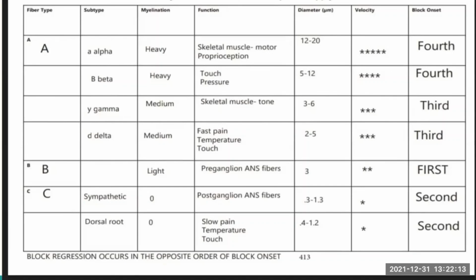And that's why with the vasodilatation that you feel when you block your dorsal roots, the patient is going to feel like sometimes they lose sensation to temperature. They might not be able to feel their touch because of the vasodilation and the loss of heat that you create with your local anesthetic agent by blocking your dorsal roots.